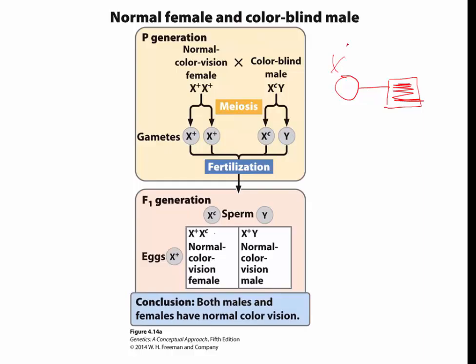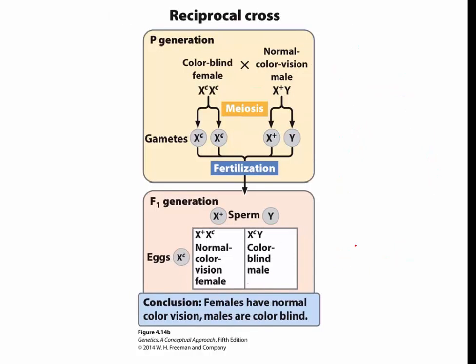So if this is a homozygous normal female and a colorblind male, then the only types of gametes we can get from mom are this. So all of the daughters would look like this, and all of the sons would look like this. So in the F1, both would be normal. And then if your brother and sister got together, who knows what would happen. All right, so then we take the colorblind female, normal male, gametes, F1.